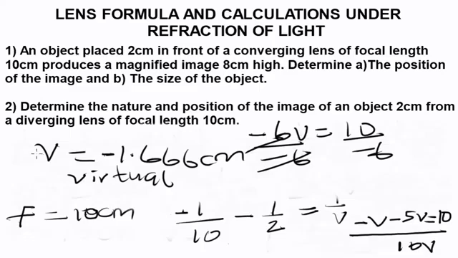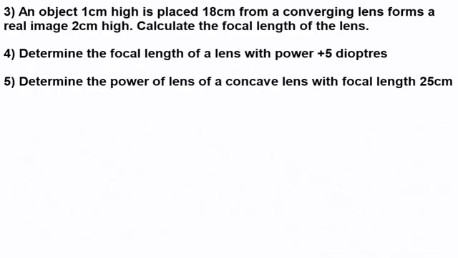Let's wipe this now and solve further problems on this so that we can understand it better, and also we can help to solve problems involving power of a lens. Let's look at question 3. Question 3 says an object 1 cm high is placed 18 cm from a converging lens, forms a real image 2 cm high. Calculate the focal length of the lens.